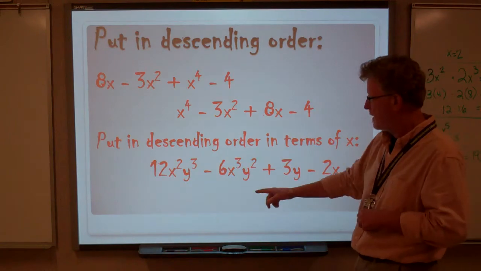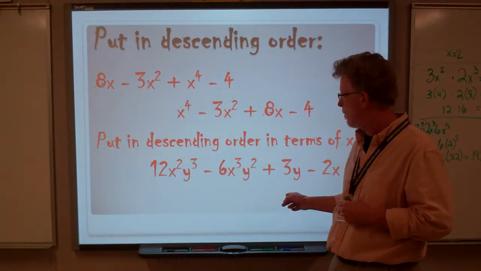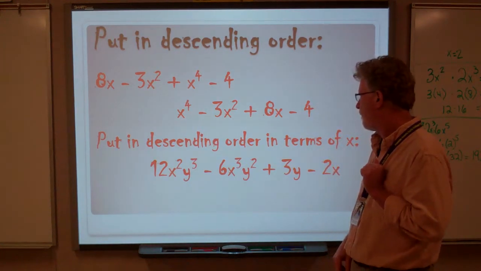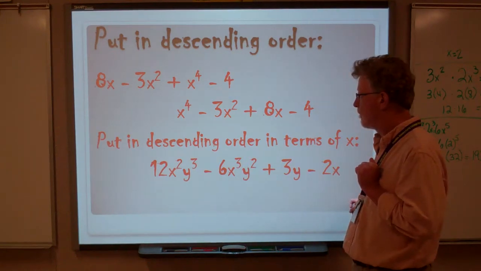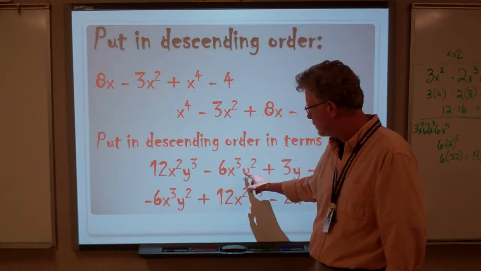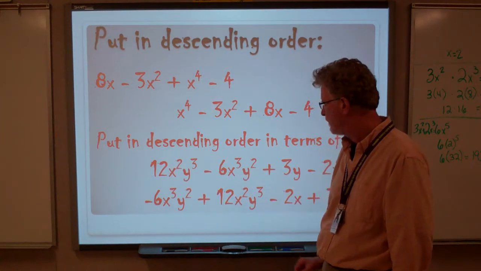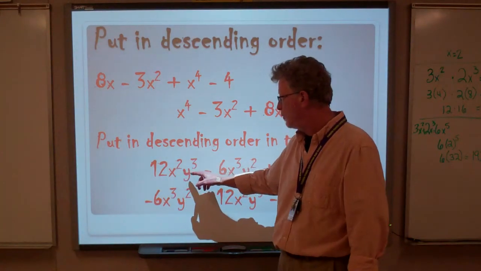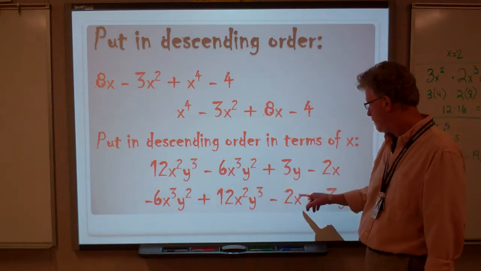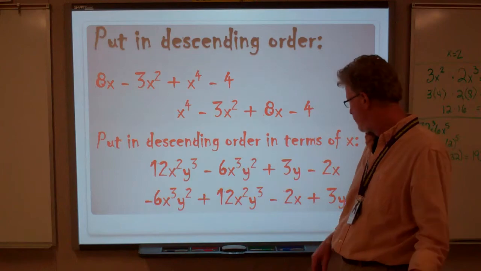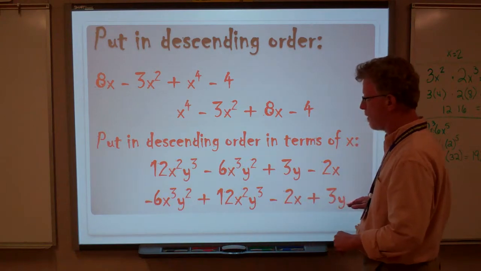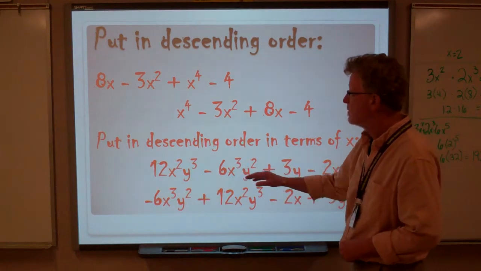Now, I want you to take this problem and put it in descending order, but I want you to do it in terms of x. And what we end up with is the negative 6x^3, because this was the largest degree for the x. That's followed by the 12x^2y^3, because the x^2 is the second largest degree for x. Then comes our minus 2x, because 1 is the third largest, and so on. So we've done this in descending order from the highest to the lowest.